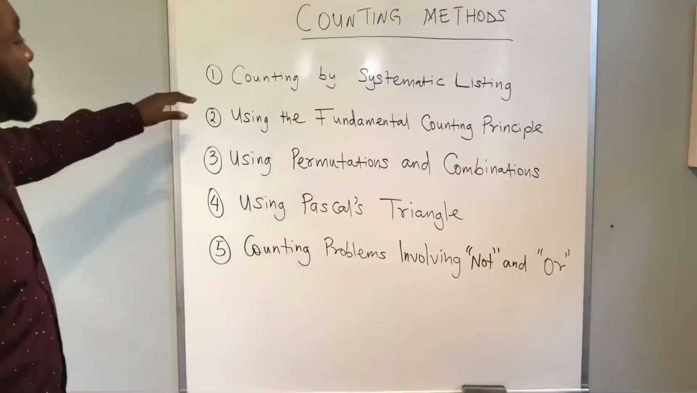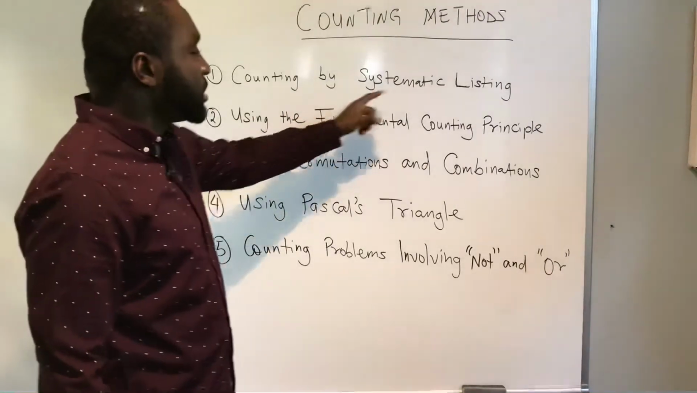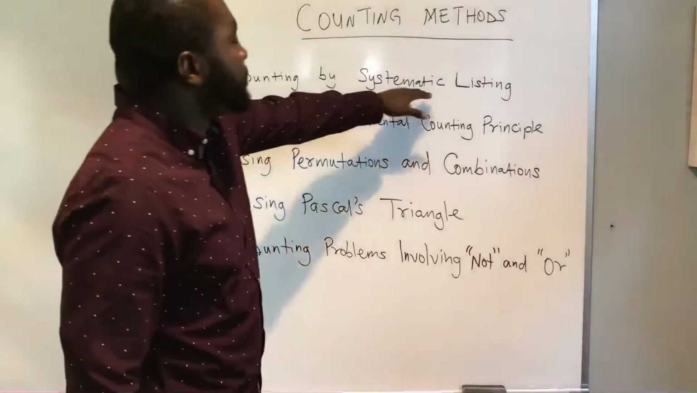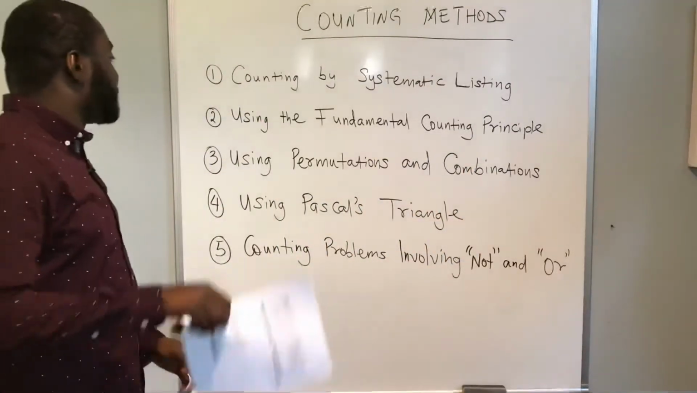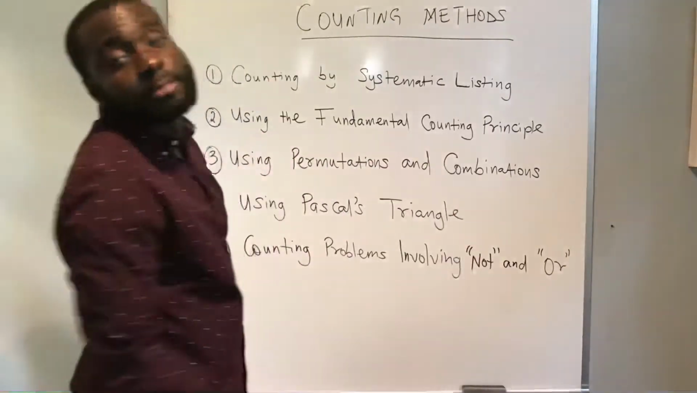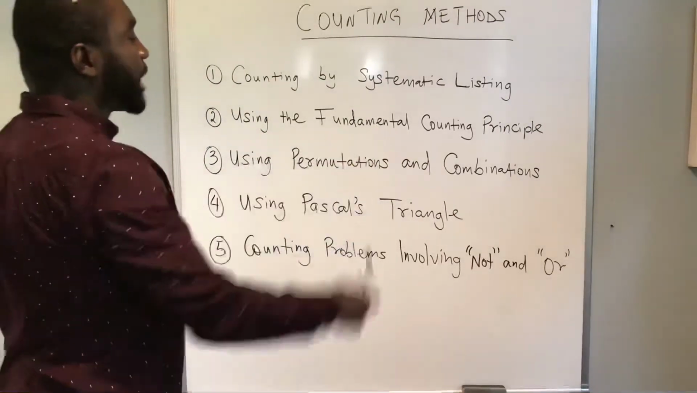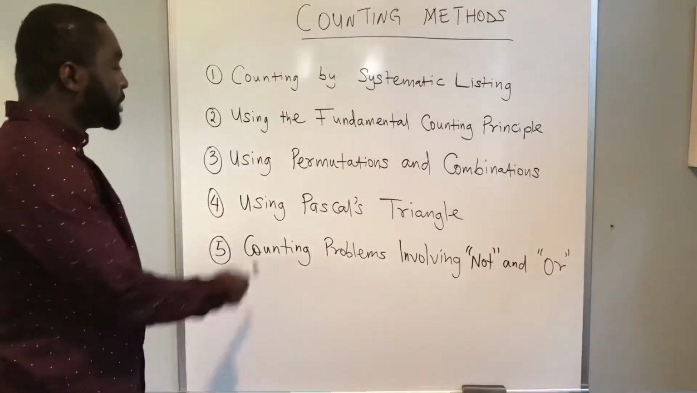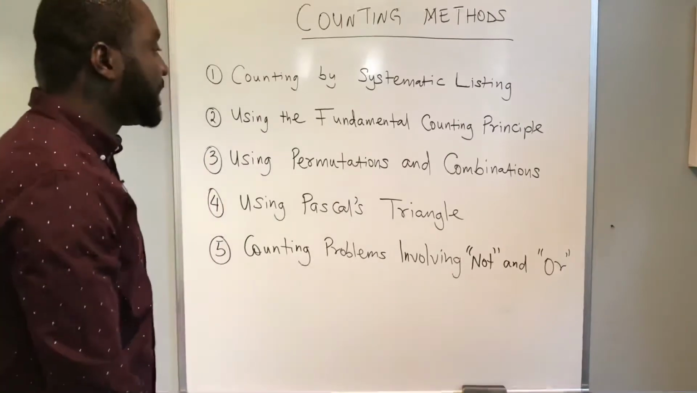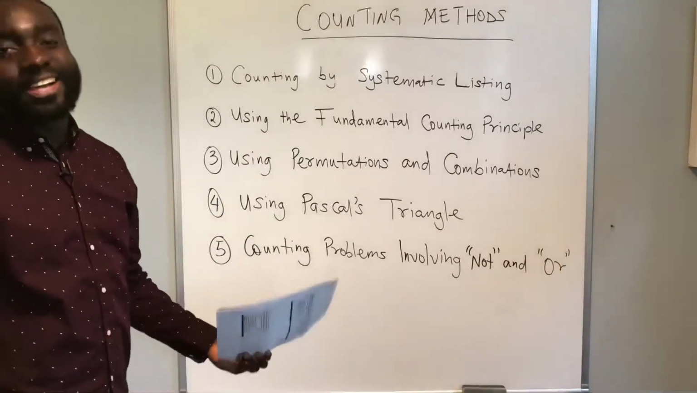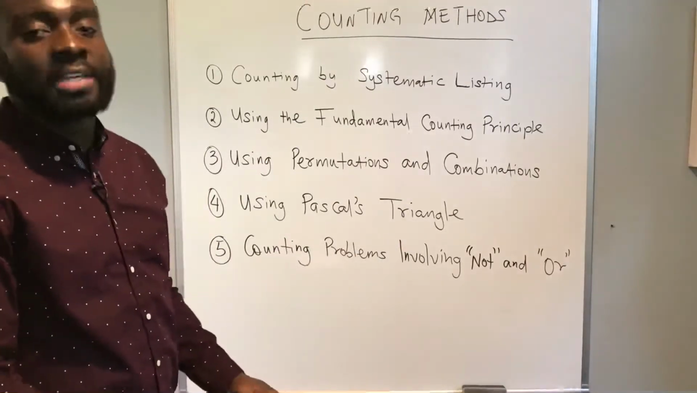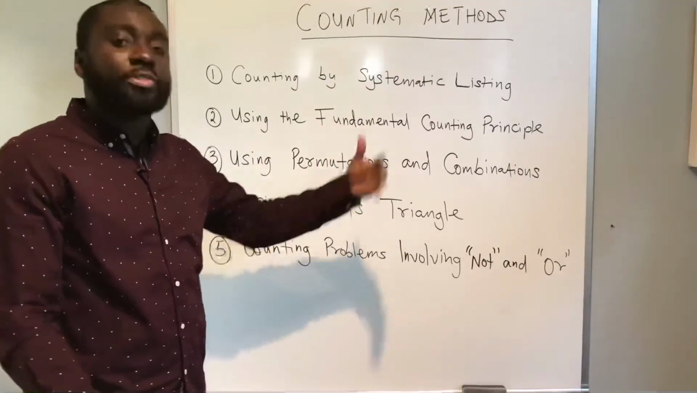The first one is that we are going to count using systematic listing, okay? Counting by systematic listing. The second part is going to be using the fundamental counting principle, okay? The fundamental counting principle. Third is using permutations and combinations. Permutations and combinations. And again, guys, don't get freaked out about the names and all that stuff. I'm going to explain them thoroughly in other videos coming up.